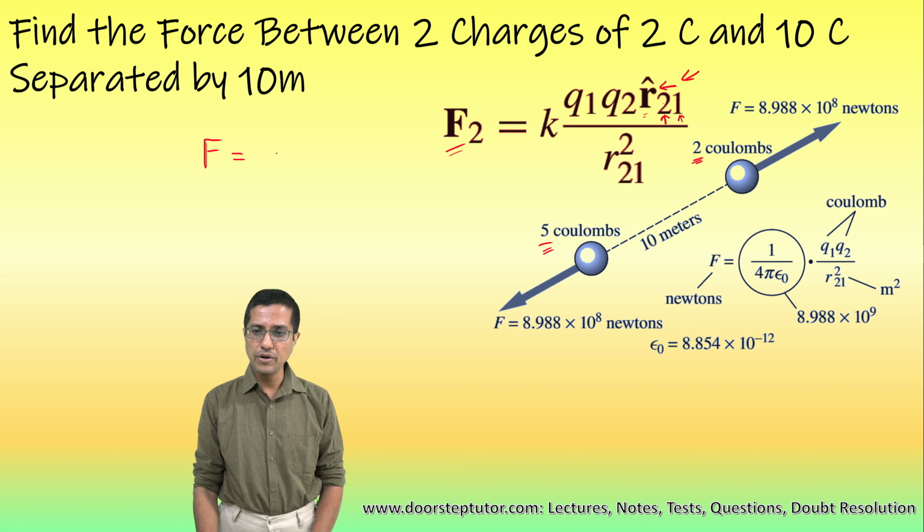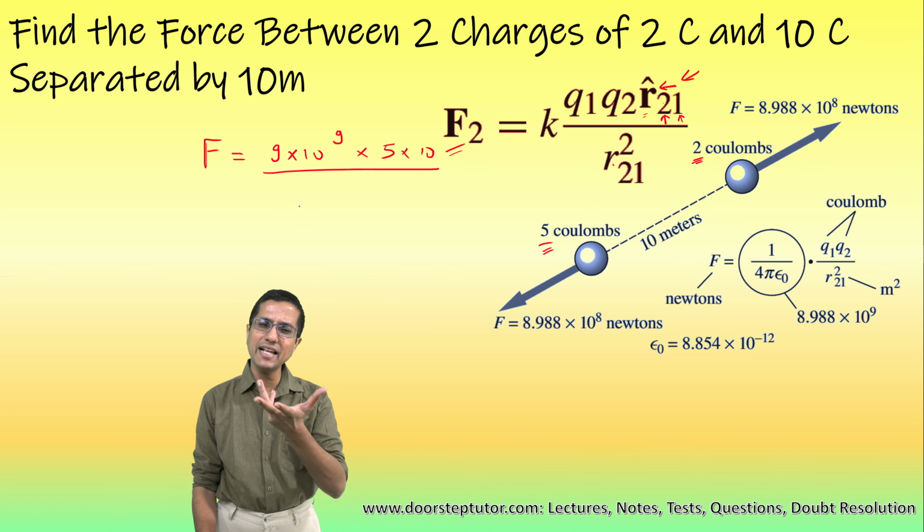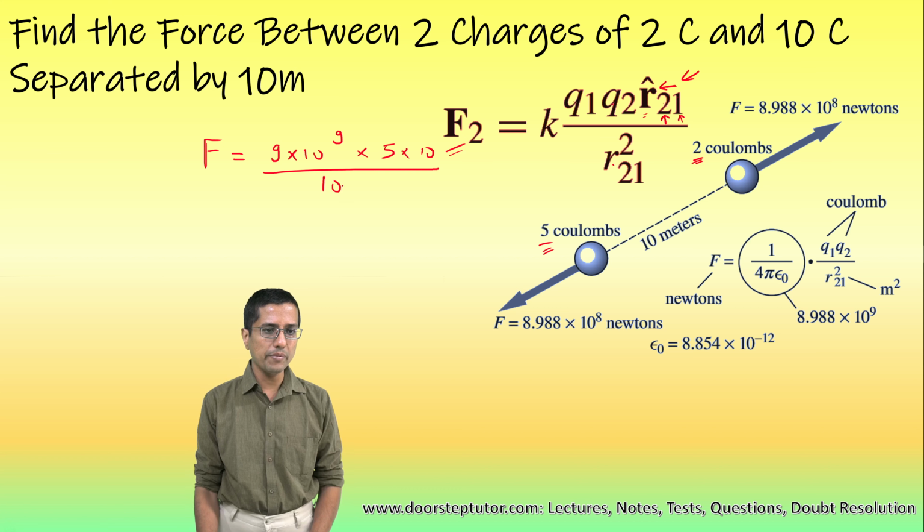So value of K I already know, it is 9 into 10 raised to power 9. Then I know the value of these two charges, these are 5 and 2, and then I also know the r, which is 10 meters. So everything is in SI units, so my job becomes very simple. So this is 5 and 2, and then this is just 10 into 10.